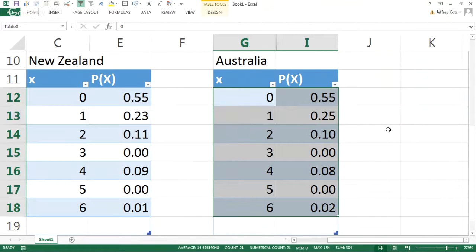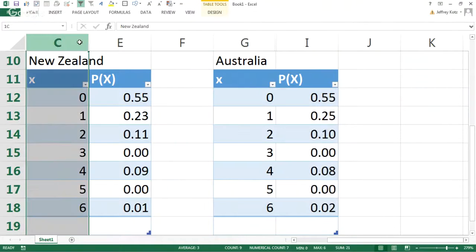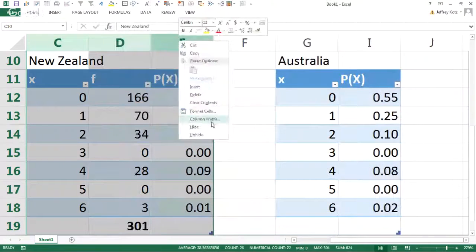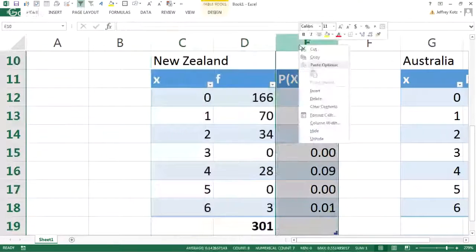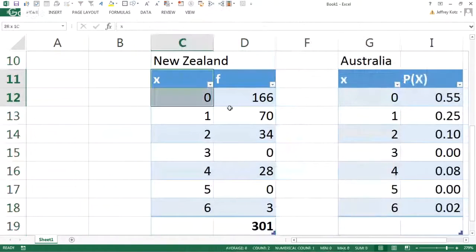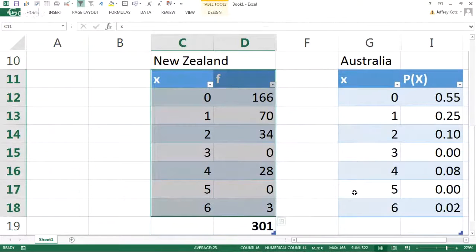Just a note on grading. If instead of giving me a relative frequency distribution, you gave me a frequency distribution, that's not what I wanted. I can't give you full credit, so I give you half credit there.